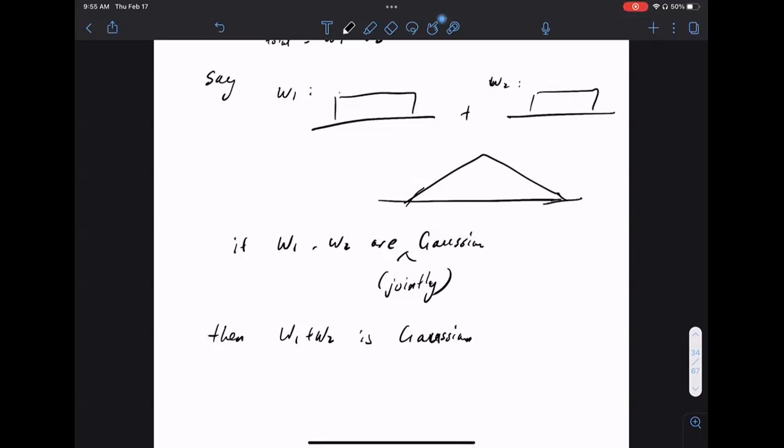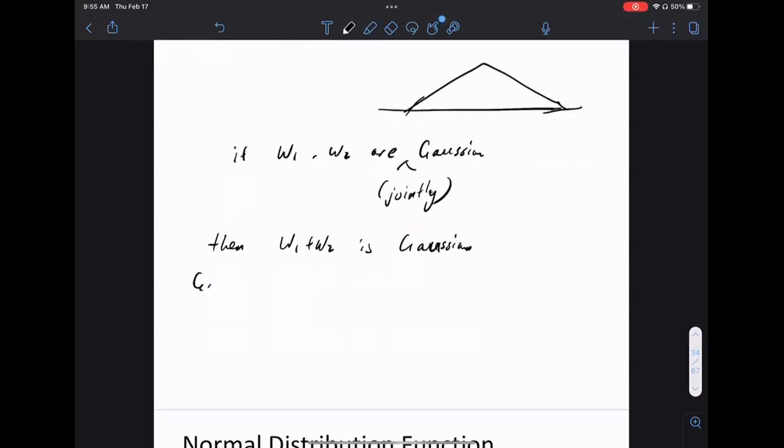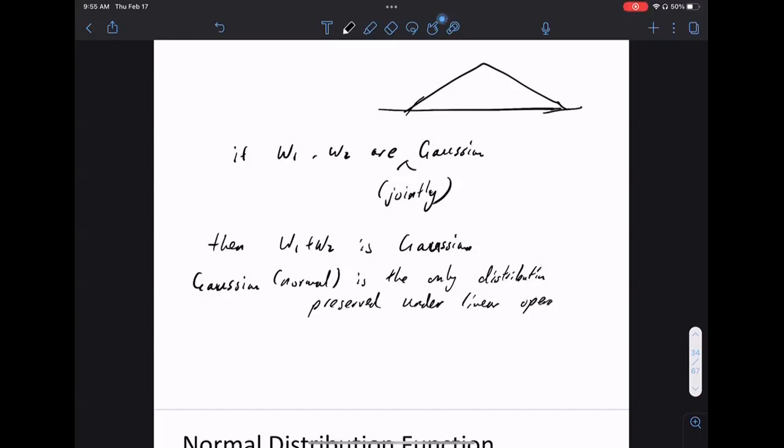So the Gaussian distribution, or normal, is the only distribution where this happens, right? This is the only time it happens. You can show this. So the way to show this is you can look at convolution. When does convolution preserve a functional form? You have to have e to the something. That's the way convolution works.